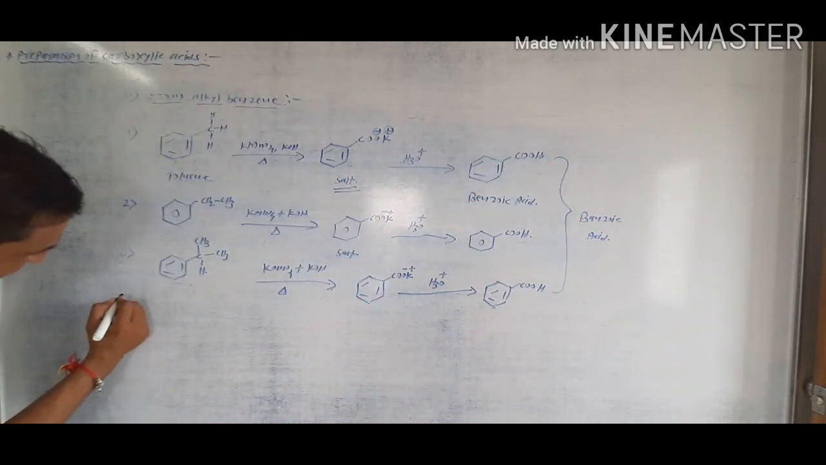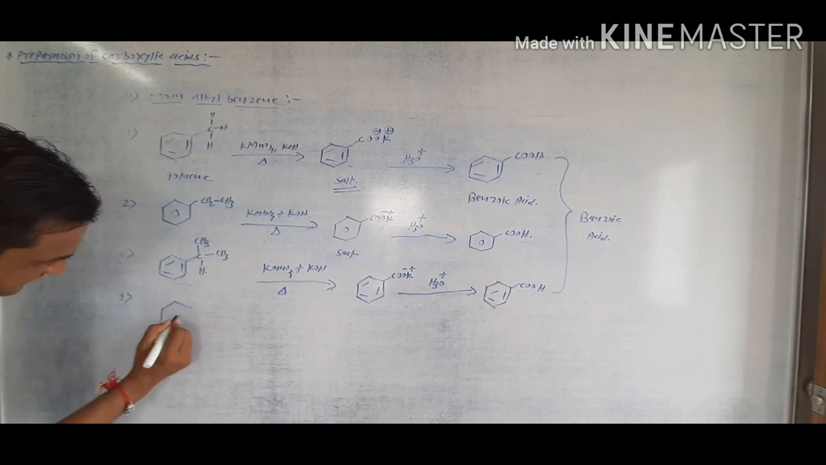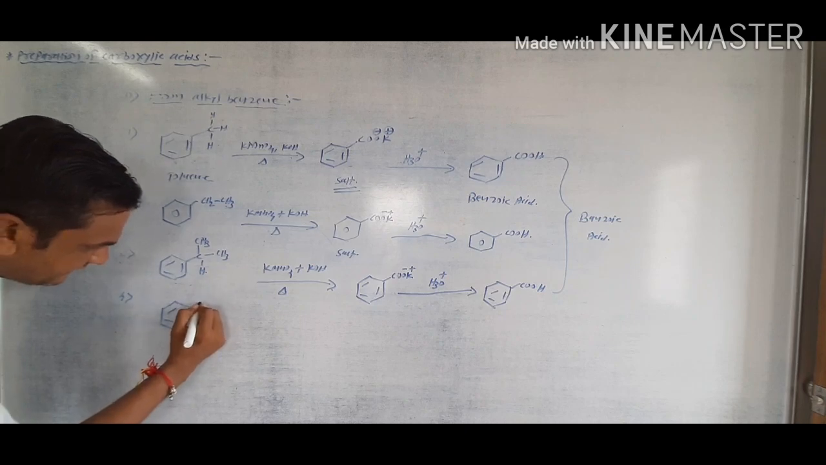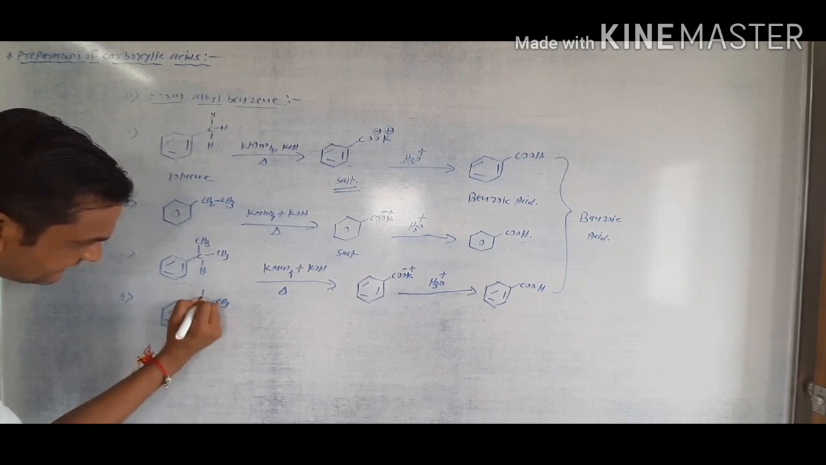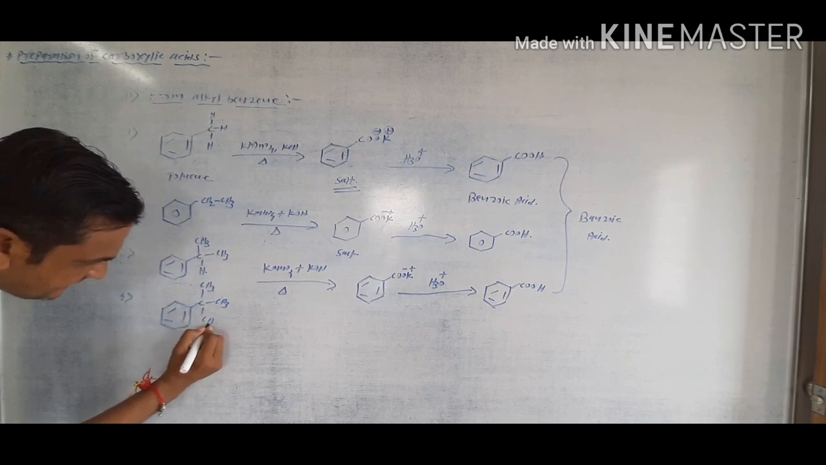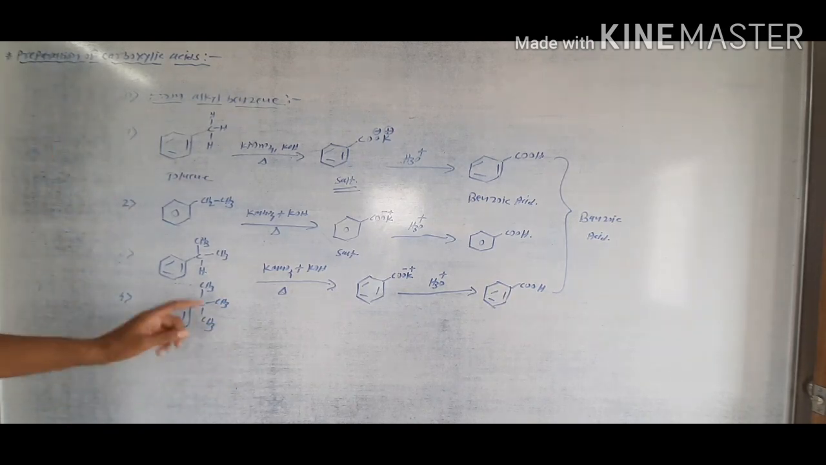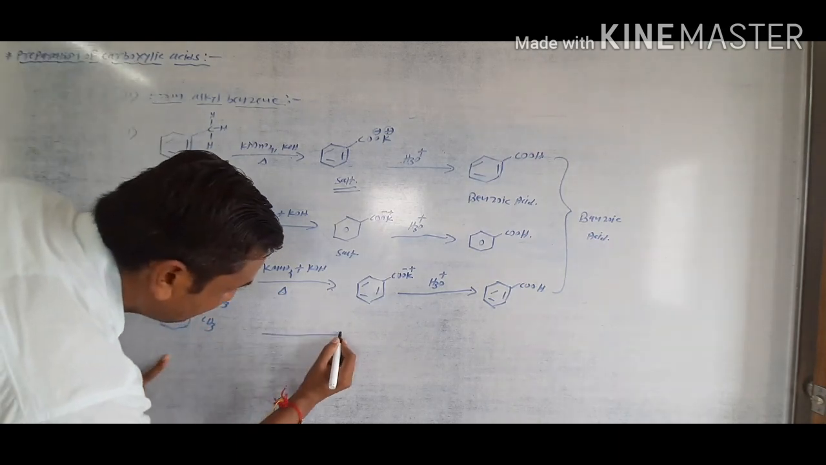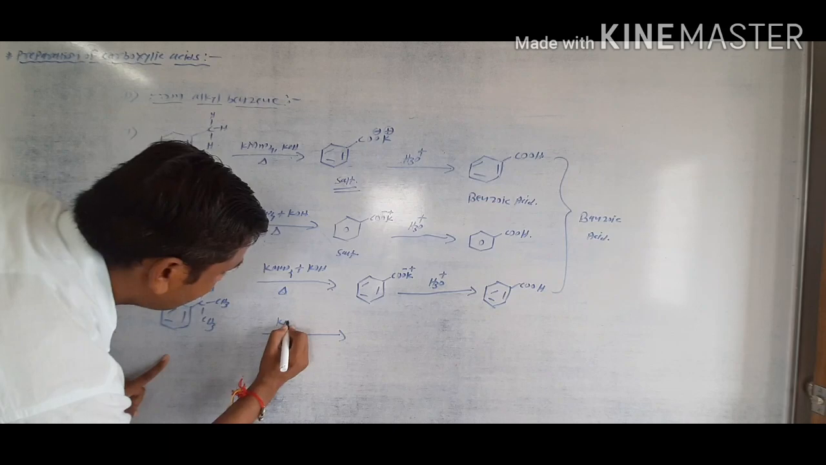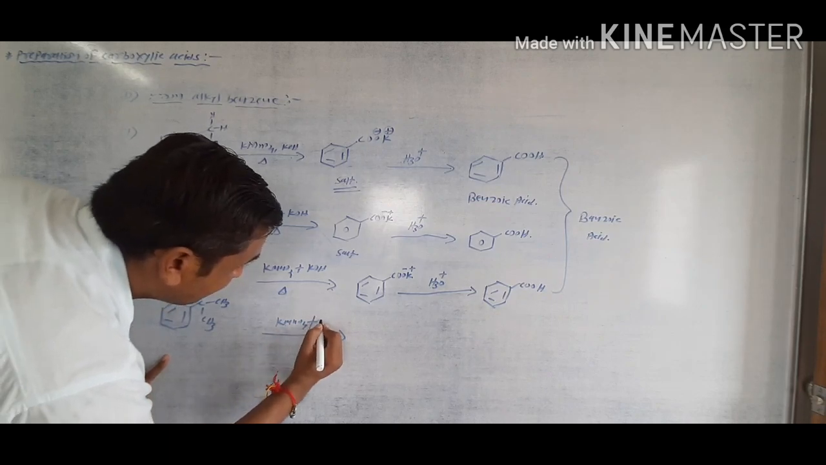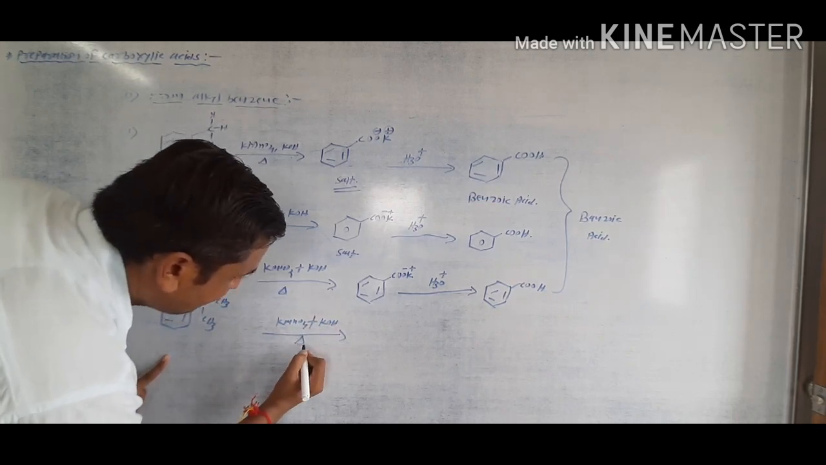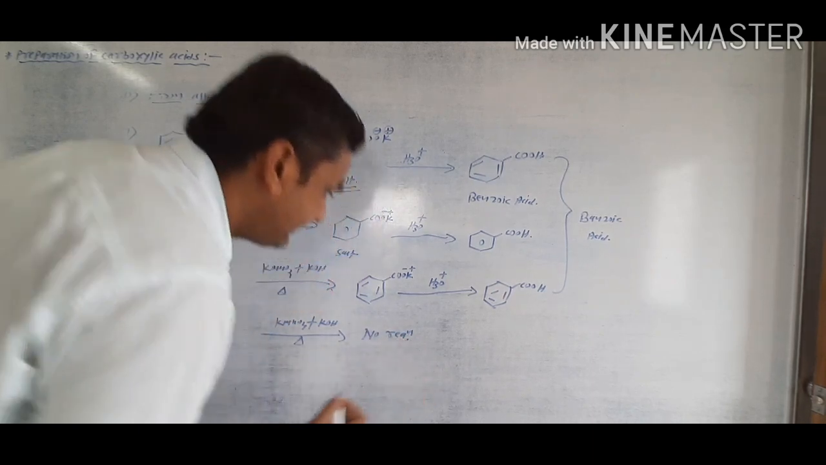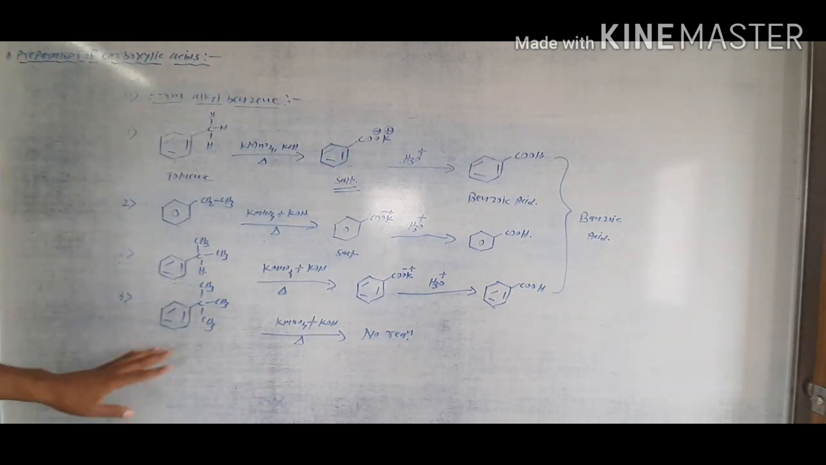But suppose the fourth one, suppose the aromatic ring contains CH3, CH3, CH3. This one is the tertiary alkyl group. This tertiary alkyl group reacts with KMnO4 plus KOH. No reaction will take place. Here it is the notable thing.